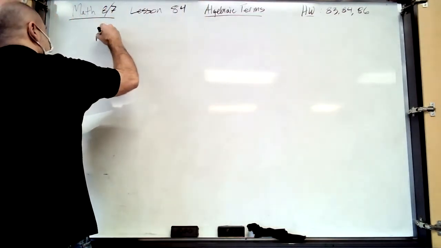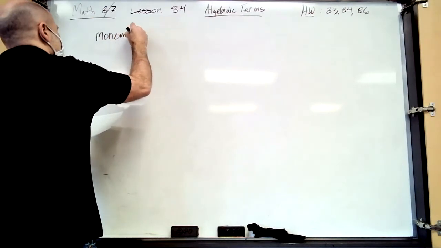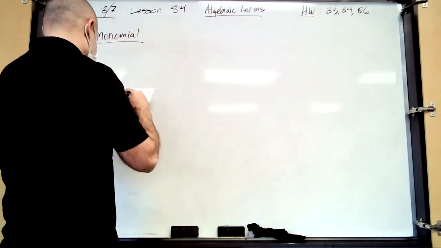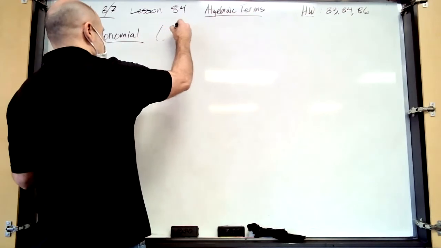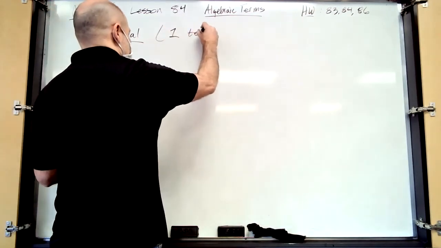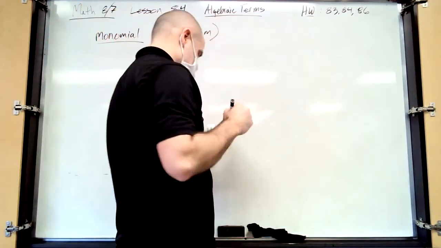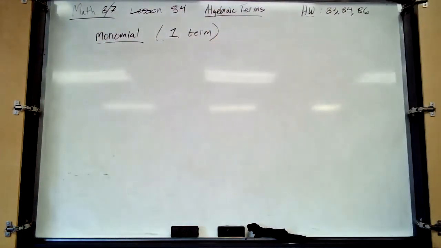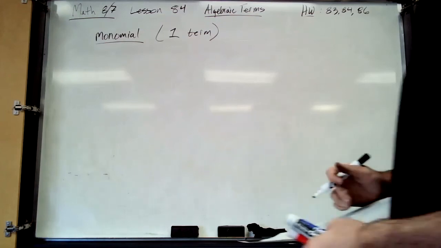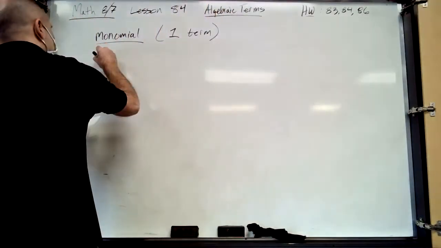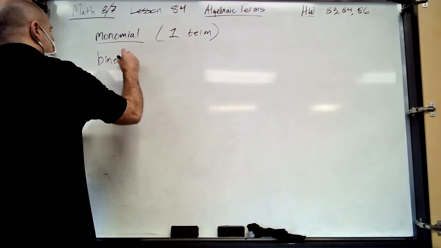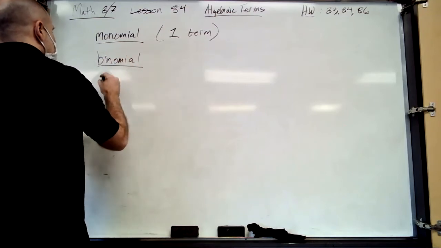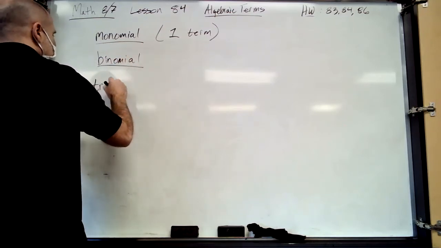So a monomial. A monomial is a single term. So mono means one. So a term. Well, what is a term? A term is something that's being added or subtracted. Okay. So first of all, let's put all the definitions up here first. What do you think a binomial is, and what do you think a trinomial is?